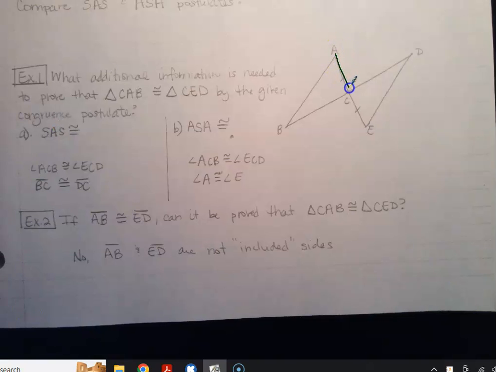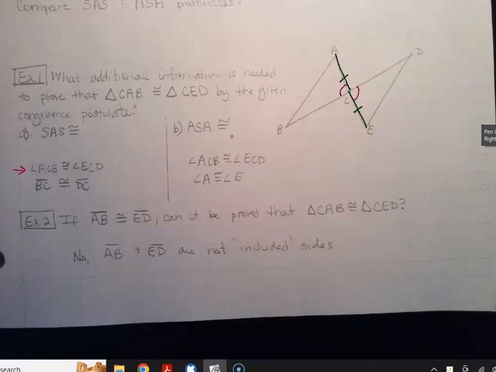Okay, so if this is our side that we know, and we want to use side angle side, what angle do we need to know? The vertical angles. Okay, so we want to know that this angle, ACB, is congruent to this angle, ECD. So that's what we've got. We need an angle congruence. So side angle side, what side do we need then?